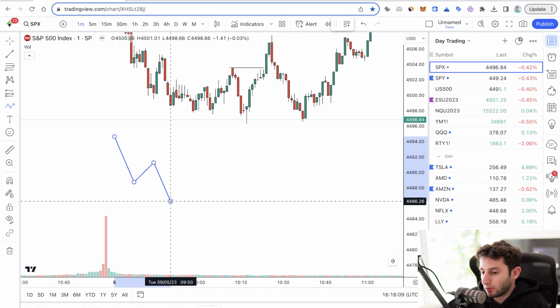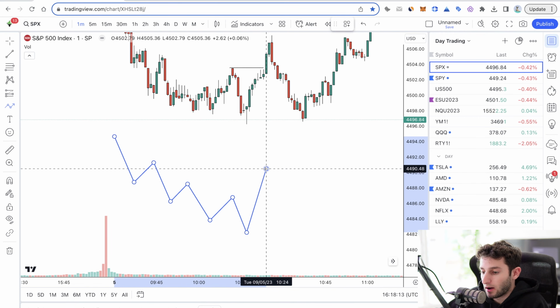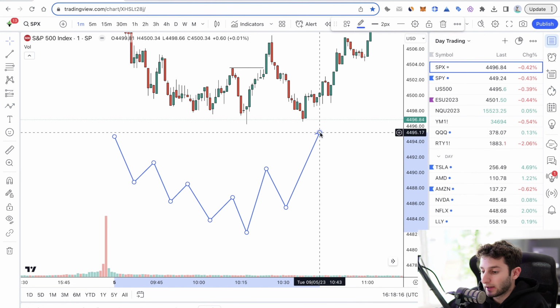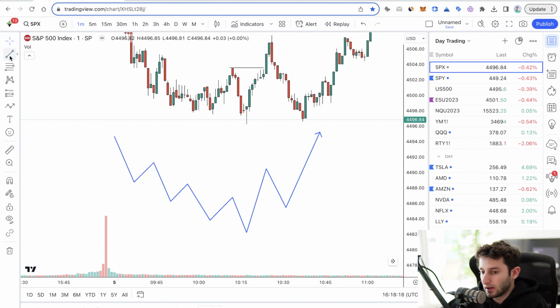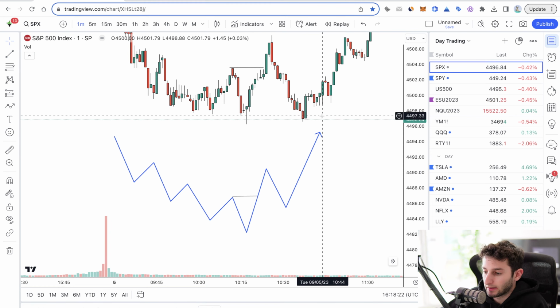You wait for price to form a trend. You wait for a strong high to form. You wait for price to break that strong high. You buy the pullback and take the next leg higher. All you're doing is waiting for price to break like this, get the pullback, take the next leg higher.